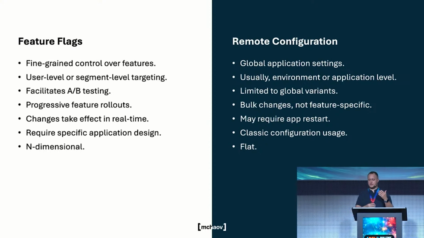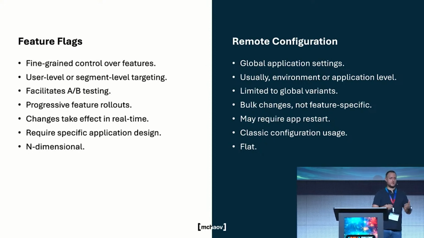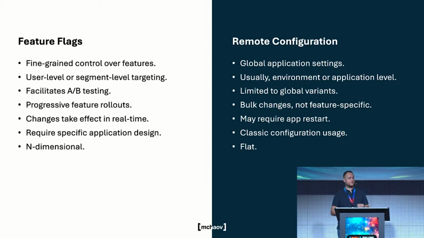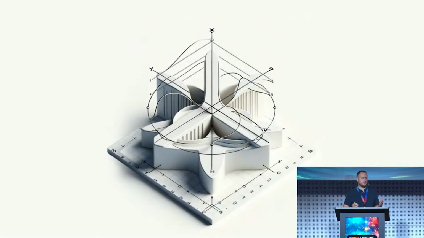They are changing in real time. This is a change that's pushed, and the application is expected to react to the feature flag. So, feature flags, they have multiple dimensions, while remote configuration is not. What does it mean, multiple dimensions?